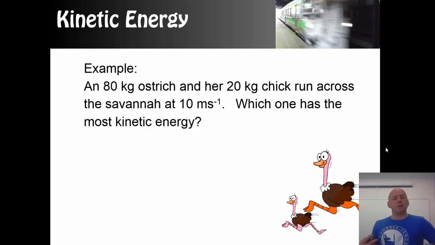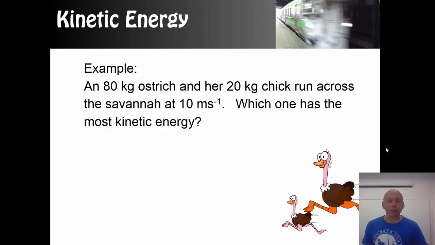I'll give you another example problem. This is something that they like to do on your NCEA exams. An 80 kilogram ostrich and her 20 kilogram chick run across the savannah at 10 meters per second. Which one has the most kinetic energy?